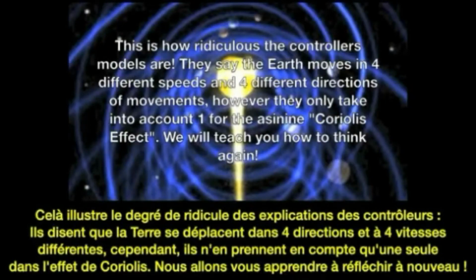This is how ridiculous the controller's models are. They say the Earth moves in 4 different speeds, 4 different directions of movement. However, they only take into account one for the asinine Coriolis effect. We will teach you how to think again.